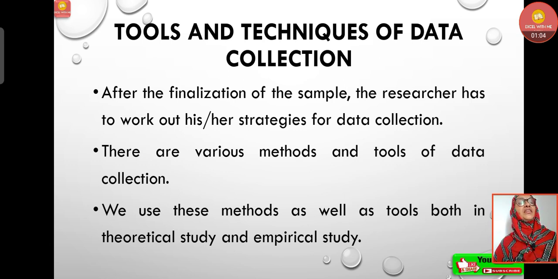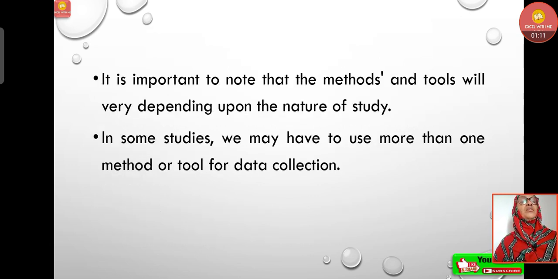We use these methods as well as tools both in theoretical study and empirical study. It is important to note that the methods and tools will vary depending upon the nature of the study, what kind of study we are going to do: qualitative, quantitative, comparative, correlational. That depends on which kind of tool or method we are going to apply. In some studies, we may have to use more than one method or tool for data collection.